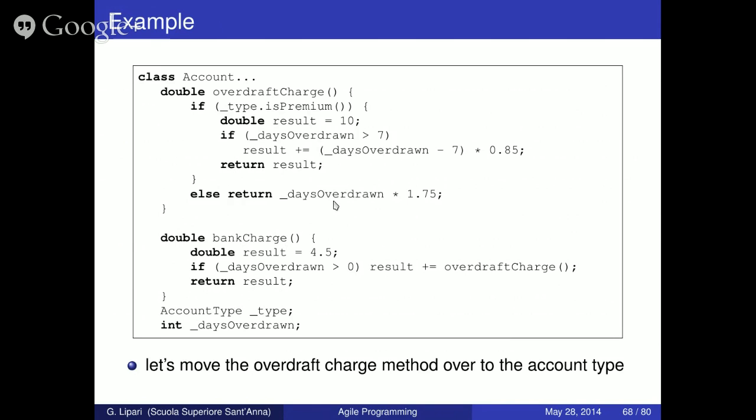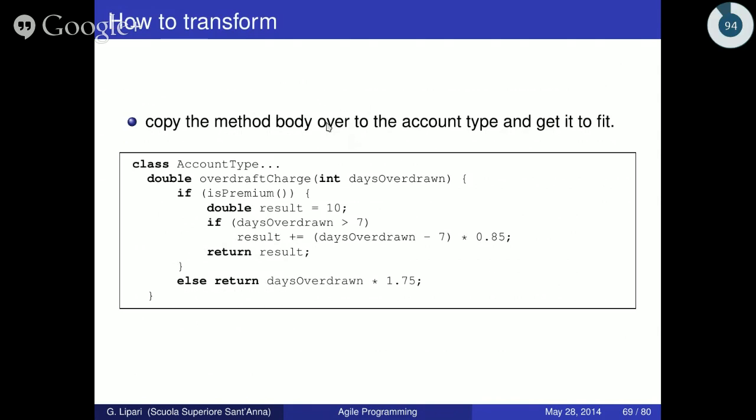And the reason is actually very easy to understand, because the idea is that overdraft charge depends very strictly on the type. And so it's better to have this in account type. So I copy the method body over to account type and get it to fit.